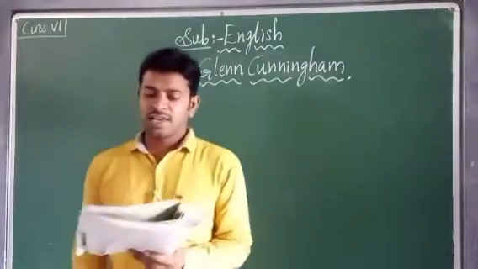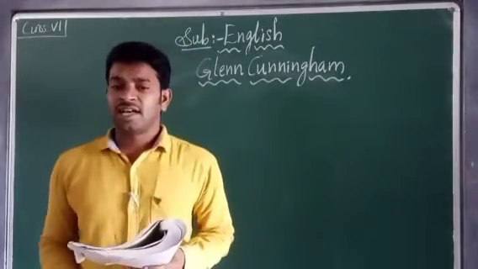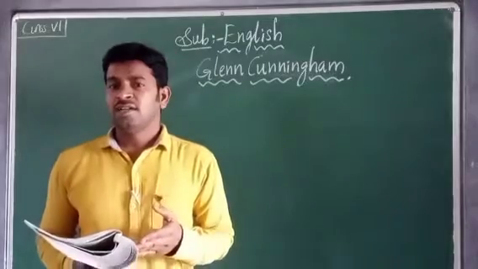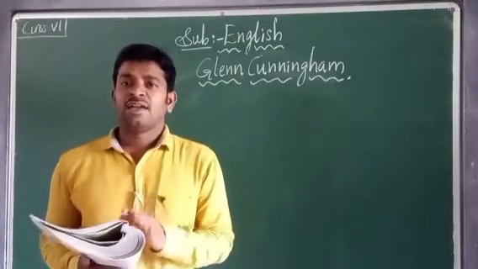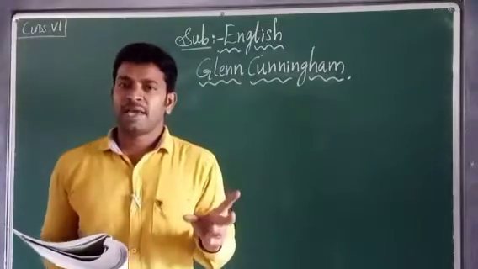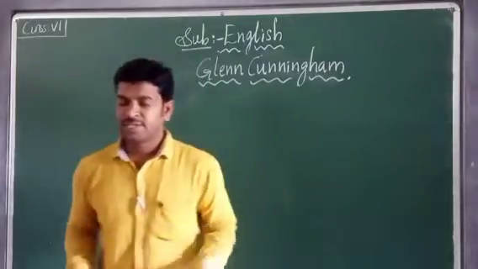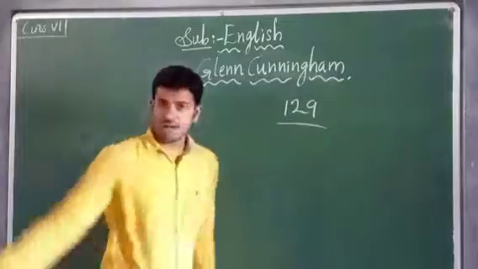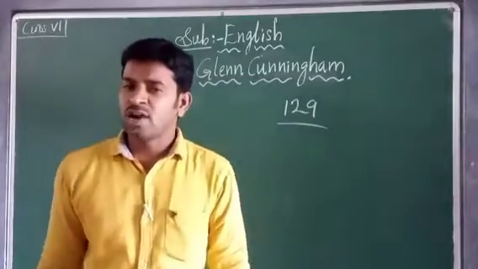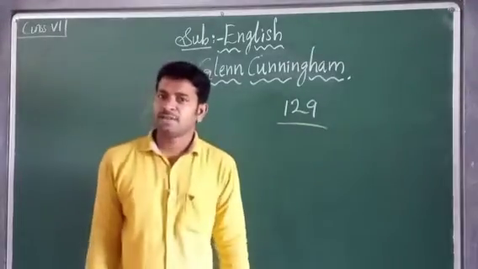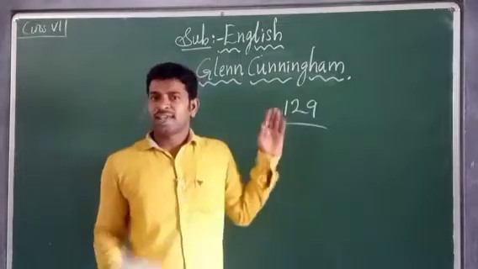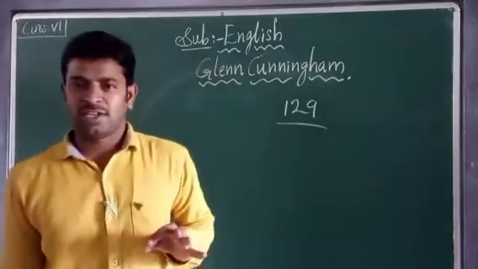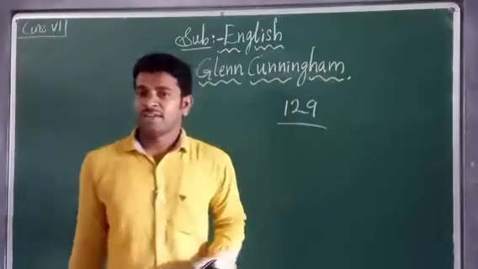From those 3 lessons, this is the lesson in our 3rd unit, about Glenn Cunningham. It is explained in the listening and speaking part, children. This lesson is on page number 129. Yes, 6th class students, everybody should open your textbook and refer to page number 129. This lesson is in the appendix at the end of your textbook, children. Okay, let us start our lesson.